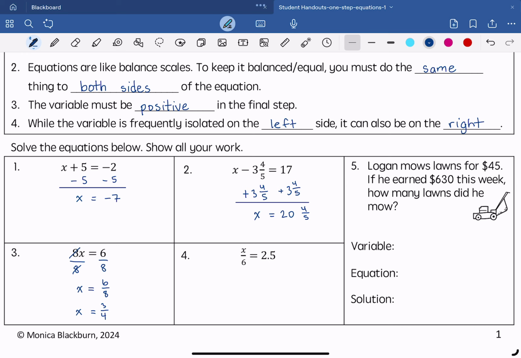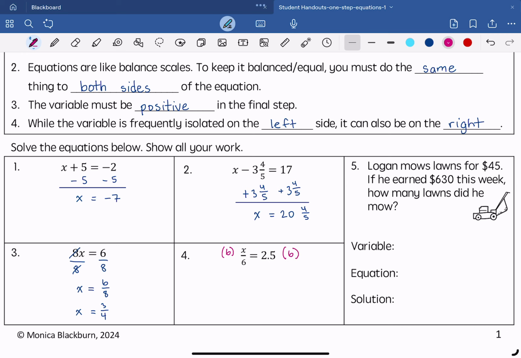Now let's look at question 4. We have x divided by 6. So it's x divided, division. The opposite operation of division is multiplication. x divided by 6 is equal to 2.5. So that means I'm going to multiply both sides by 6. I'm going to multiply the left side by 6 and the right side by 6.